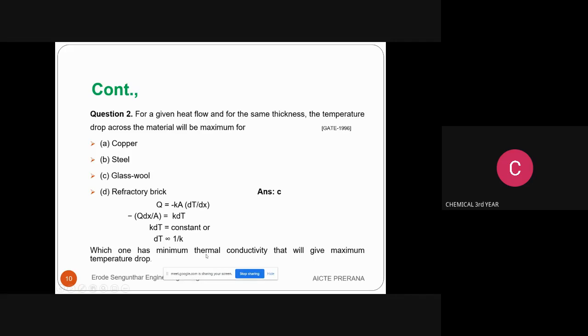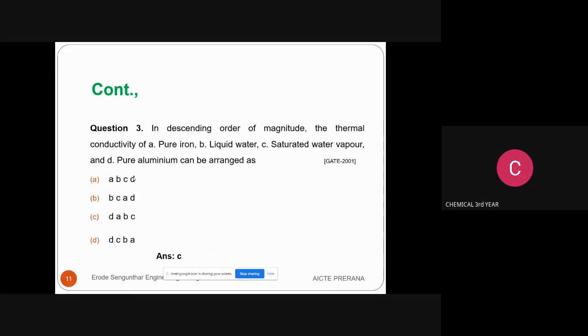The maximum drop will occur where the thermal conductivity is minimum. So the question is, the temperature drop across the material will be maximum for the minimum thermal conductivity, and minimum thermal conductivity means the insulator. So this is the answer. Option C is the answer for the second question. Then we'll move on to question number 3.